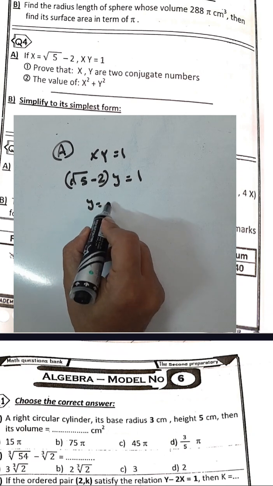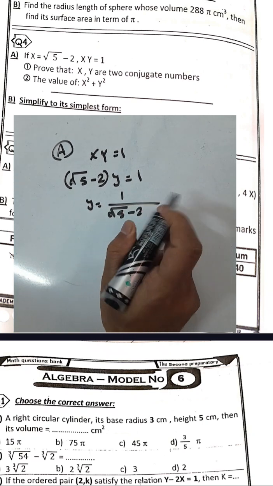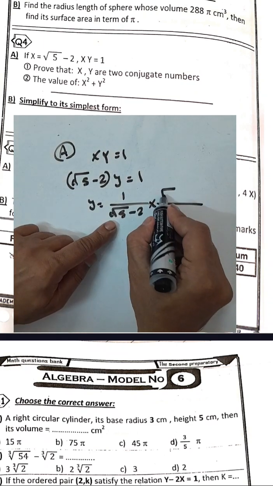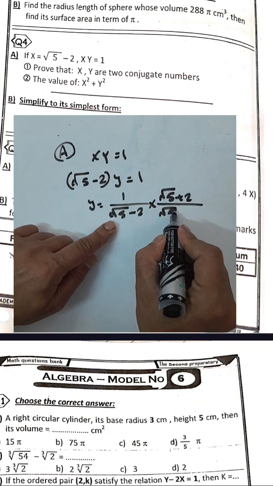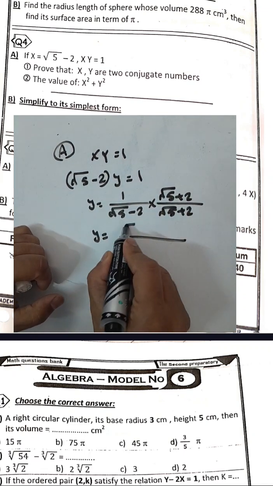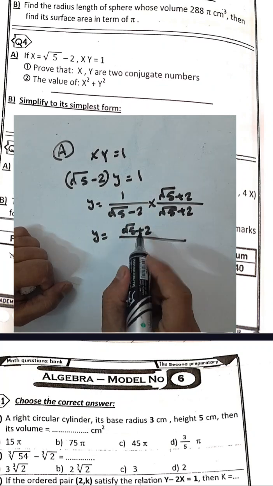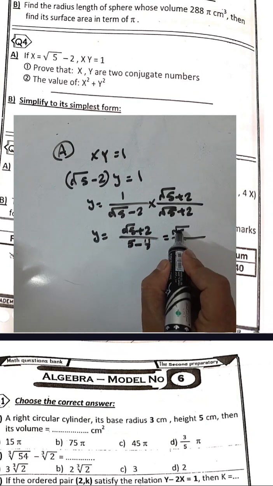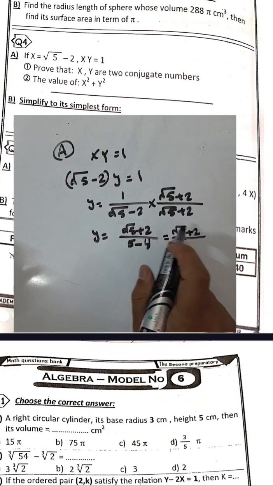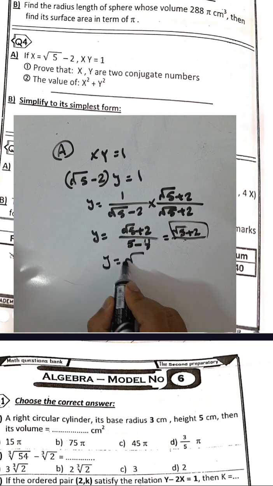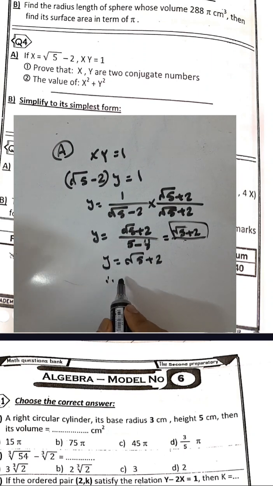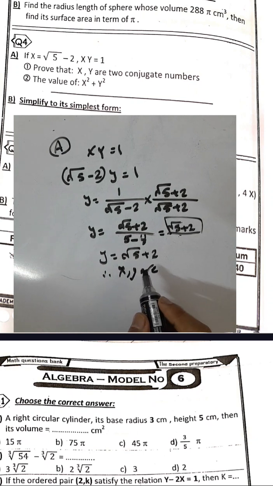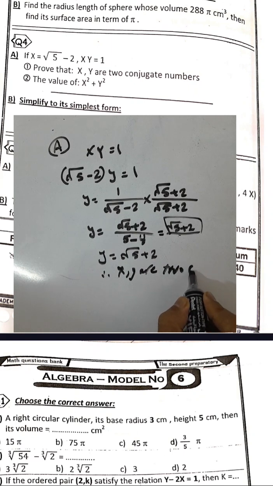Then the value of y equals 1 over root 5 minus 2. Divided by this expression, you can simplify it by multiplying the conjugate to the denominator, root 5 plus 2 here and root 5 plus 2. Then y equals root 5 plus 2 over root 5 times root 5 equals 5, root 2 times 2 equals 4. The result will be root 5 plus 2 over 1. Then y will be root 5 plus 2. Then y and x are two conjugate numbers.